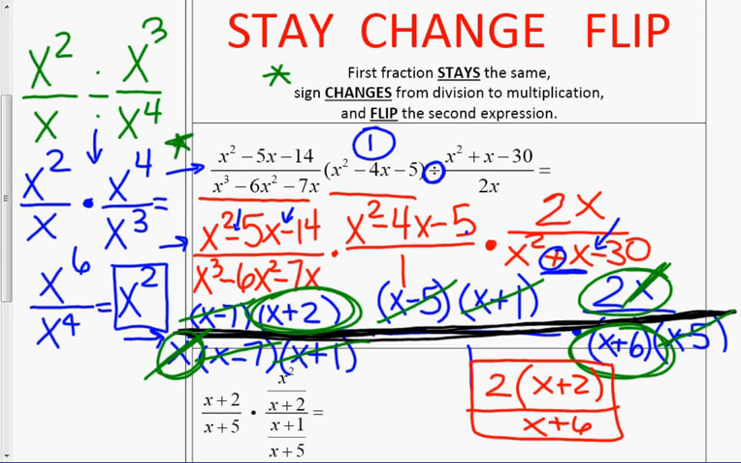Okay, so look at that for a second. Remember that we cannot simplify the 2 with the 6. That wouldn't work. We can't cancel out the x's. That's our final answer.